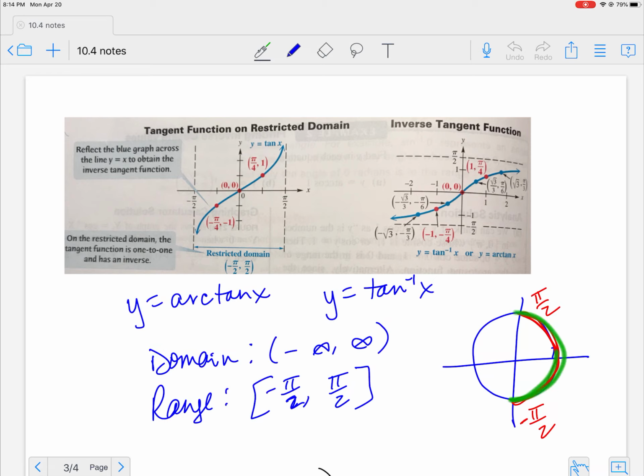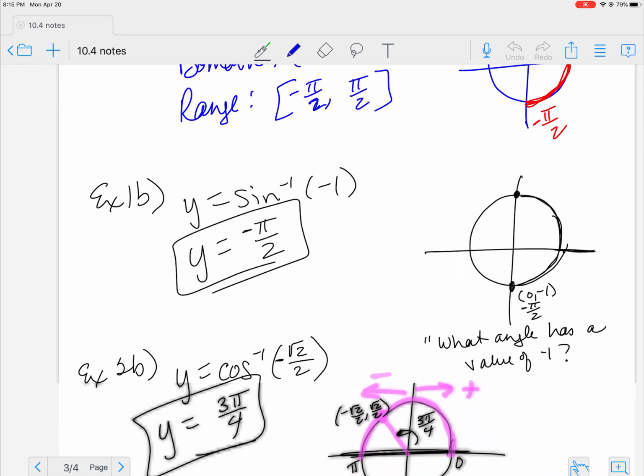So inverse tangent has the same values that my sine has, from negative pi over 2 to pi over 2. All right, again, if I'm in this fourth quadrant, I'm not doing anything crazy. These are negative angle measurements in order to make that work. All right? Okay. Let's practice, shall we?